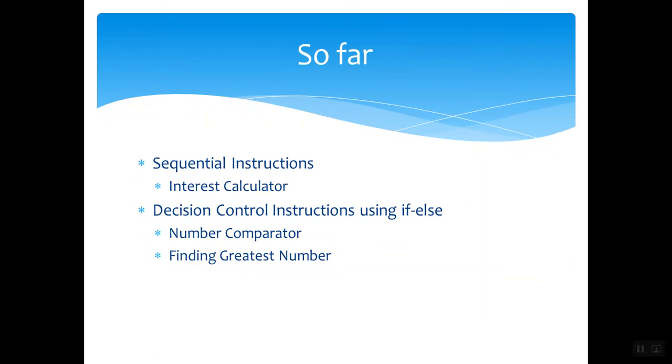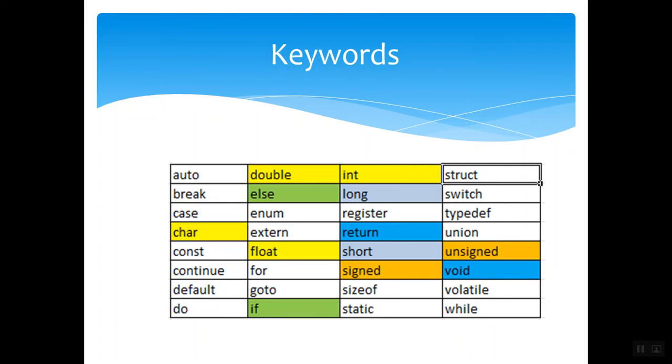So far we have learned about sequential instructions. We have learned about decision control instructions with the help of if-else keyword. We also created few demo programs where we implemented interest calculator. We learned about number comparator. We created finding greatest number program and many more. So today we'll continue with different type of control statement available in C, which is your switch case structure.